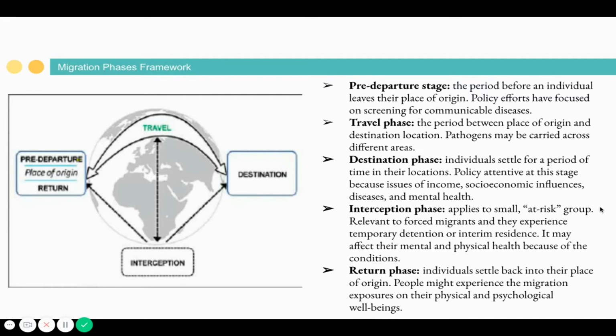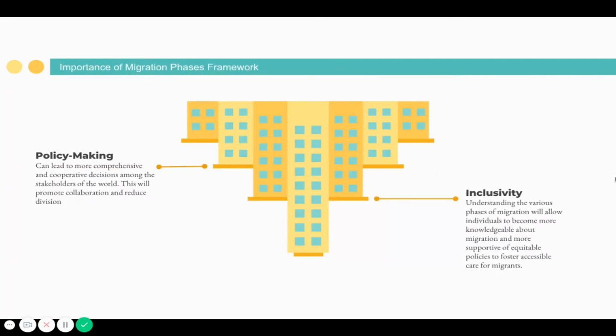The last is the return phase. Individuals settle back into their place of origin, and people might experience the effects of migration exposures on their physical and psychological well-being. The importance of the migration phases framework is twofold. One is policymaking, which can lead to more comprehensive and cooperative decisions among the stakeholders of the world. This will promote collaboration and reduce division.